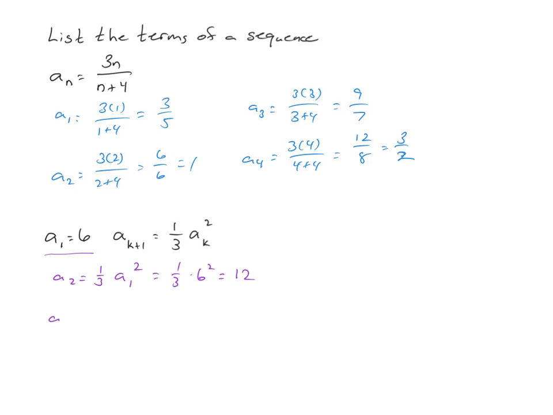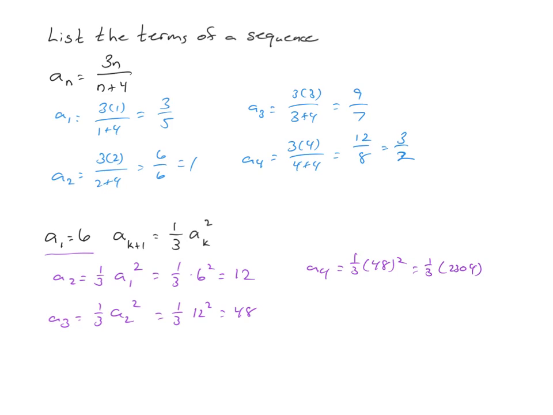And then a sub 3 is going to be 1/3 a sub 2 squared, which in this case is 1/3 times 12 squared. And 12 squared is 144. And 1/3 of 144 is going to be 48. And I can continue building that. So I know that a sub 4 is going to be 1/3 times 48 squared, which will equal 1/3 times 2304.